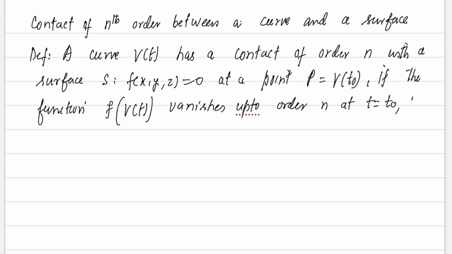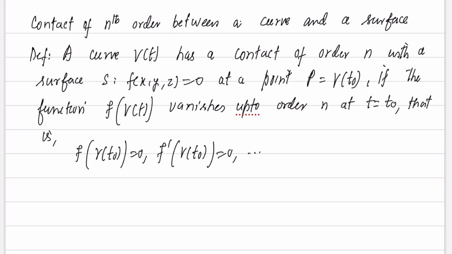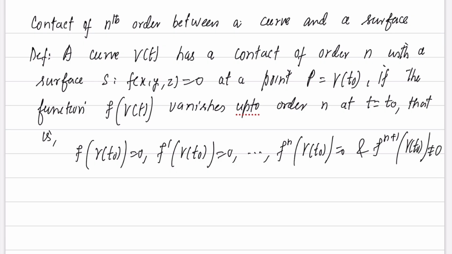Now what we mean by f vanishing up to order n at the point t equal to t naught is that first, f of gamma of t naught is equal to 0, f dash of gamma of t naught is equal to 0, and so on, the same thing happens up to the nth order derivative f^n of gamma of t naught, which is also equal to 0, and finally the (n+1)th derivative f^(n+1) of gamma of t naught is not equal to 0. So this is what we mean by saying a curve gamma of t has a contact of order n with a surface.